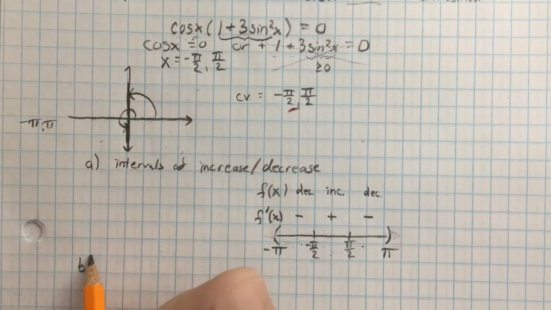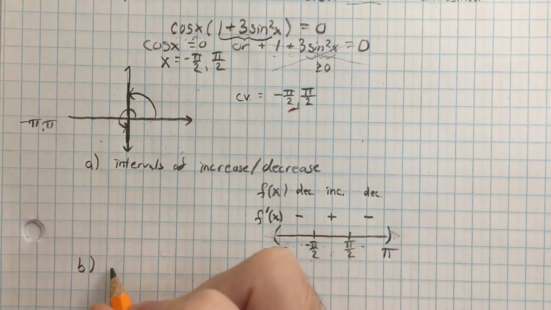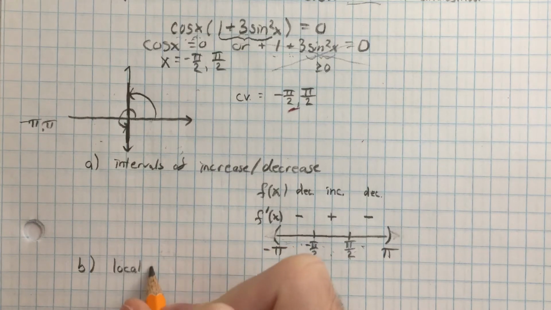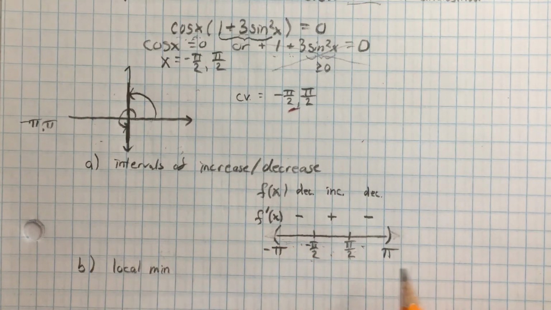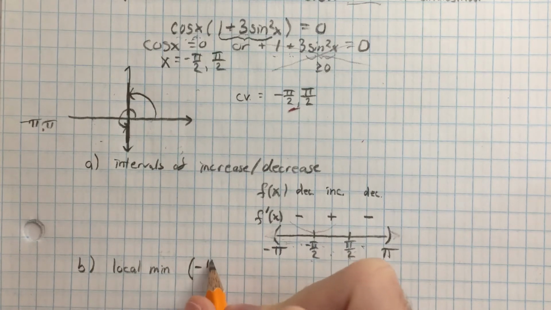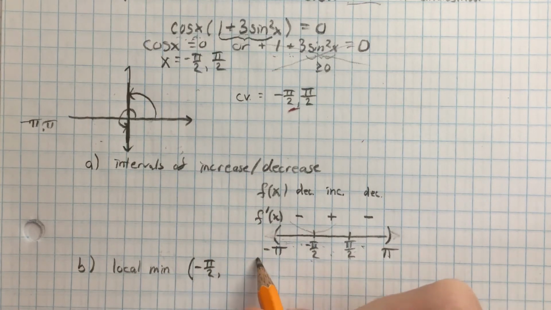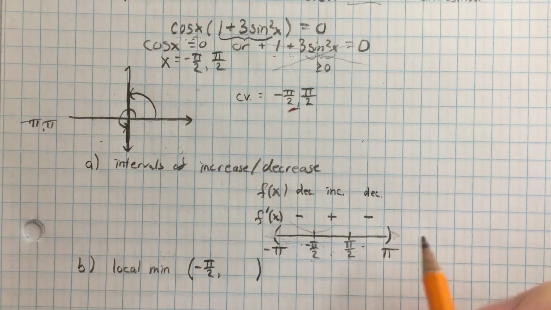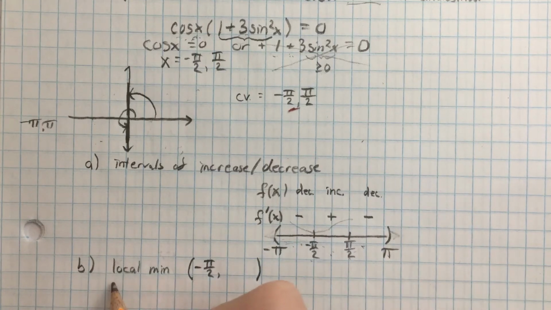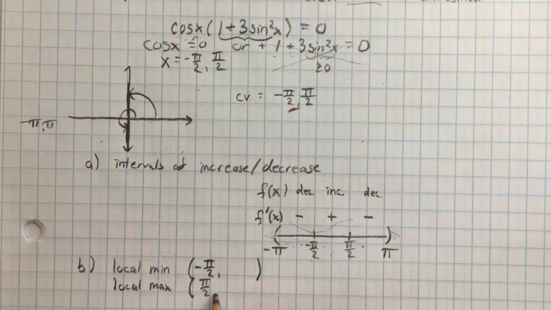So let's just answer them all at the same time here. We have a local minimum where? Well, the function was going down and then it went back up. So therefore there must be a local minimum at negative pi on 2. So negative pi on 2 comma something. Right? And there's a local maximum at pi on 2 because the function was going up according to this and then went down after that location. So there's a local max at pi on 2 comma something. All right, we'll figure out the somethings in one moment.